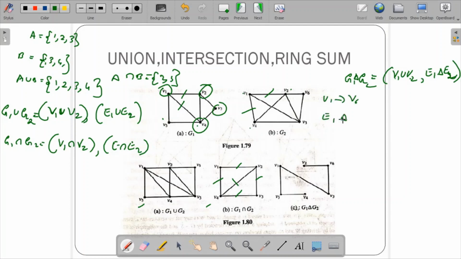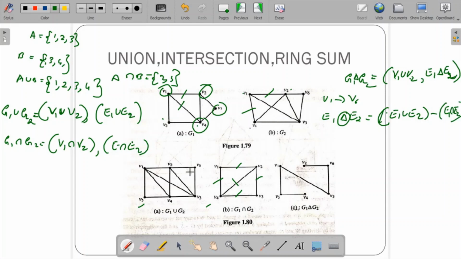Whereas E1 ring sum E2 is nothing but, this symbol is used for the symmetric difference. And here this symbol is in the shape of a ring, so it is called ring sum. So G1 ring sum G2 will give you V1 union V2, E1 ring sum E2. E1 ring sum E2 is a symmetric difference: E1 union E2 minus E1 intersection E2. That means what?